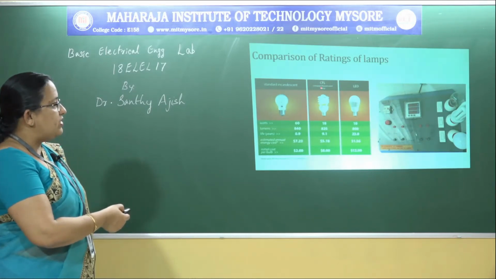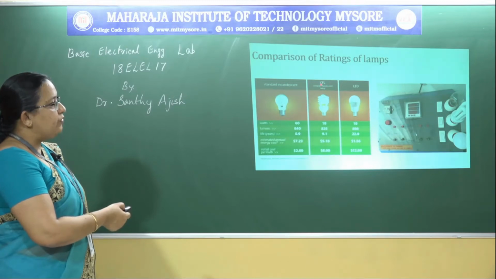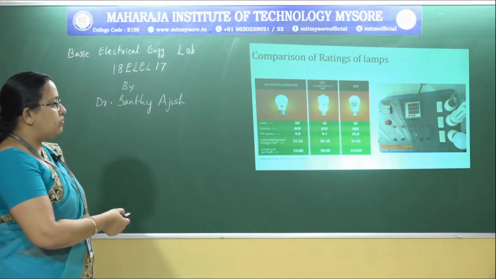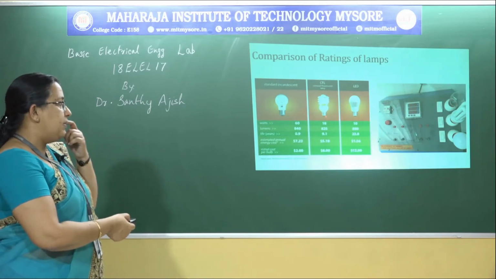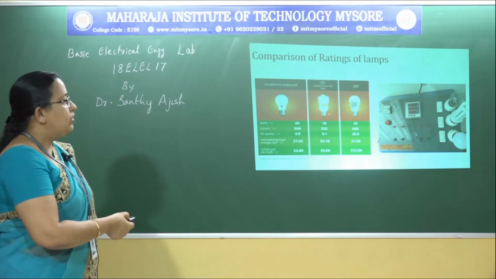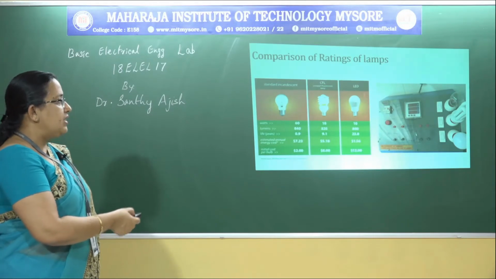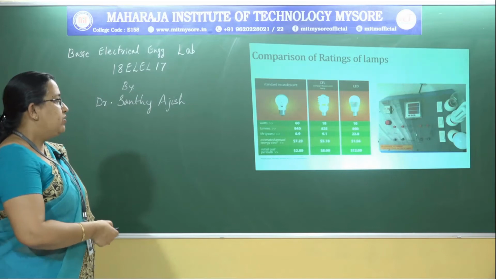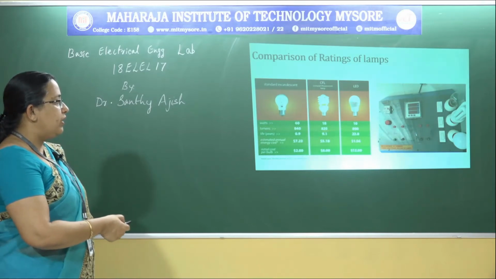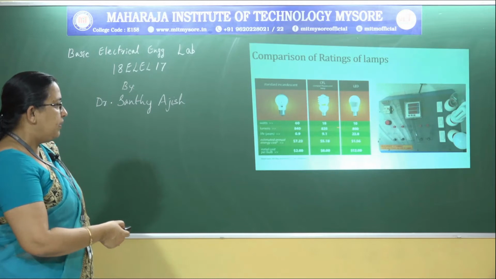Whereas CFL, what is CFL? It is compact fluorescent lamp, compact, so small size. So it is having only wattage, see, 18, means the power required is less to light a fluorescent lamp. Whereas coming to LED, again it is less, it is only 10. So lumens, if you compare, it is almost the same.